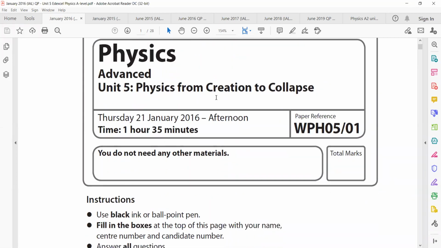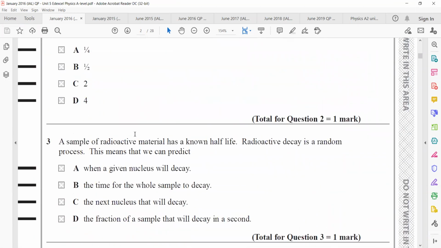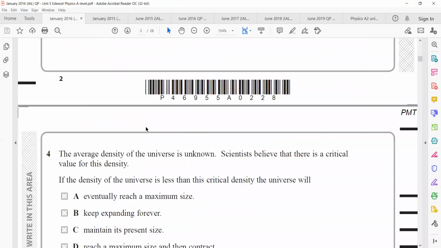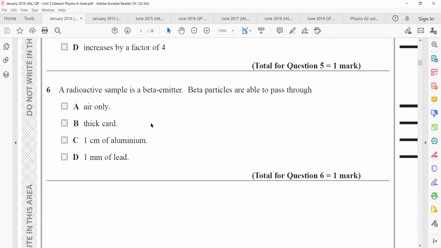This one is January 2016, question 6. What could be the right answer?